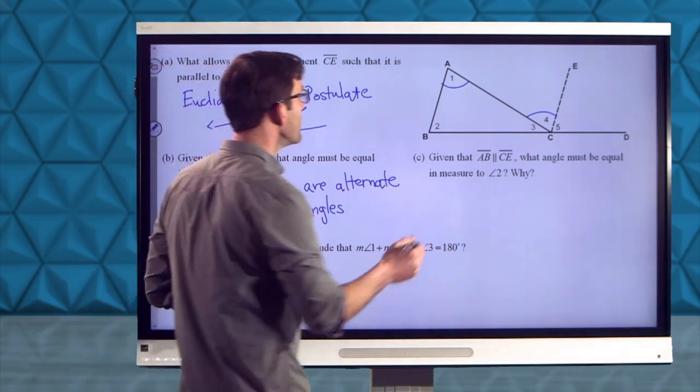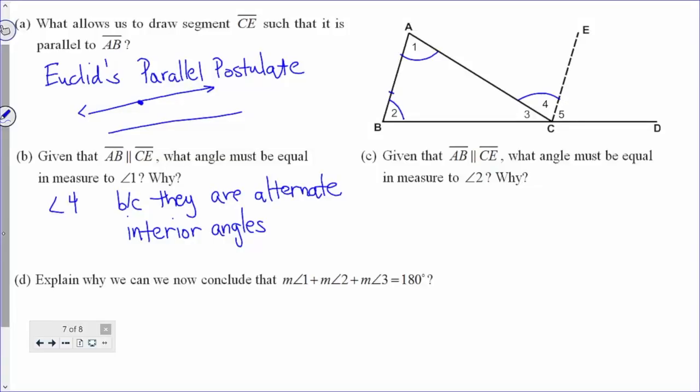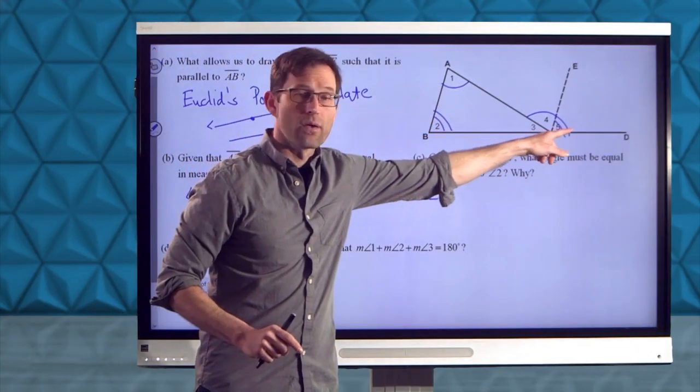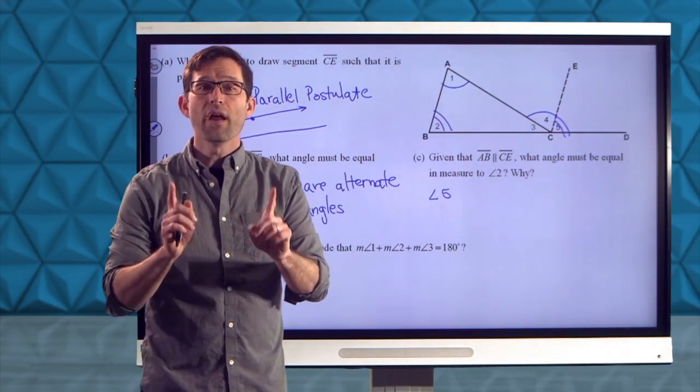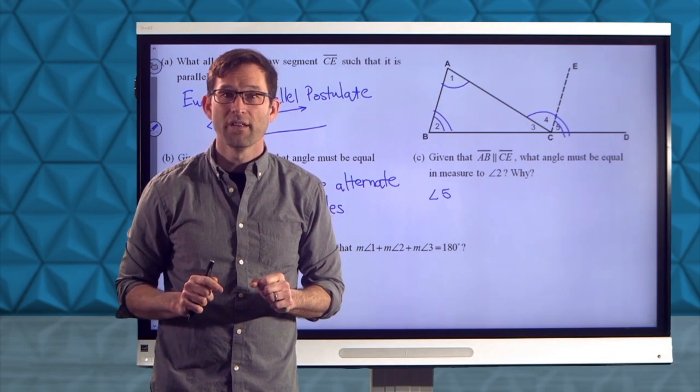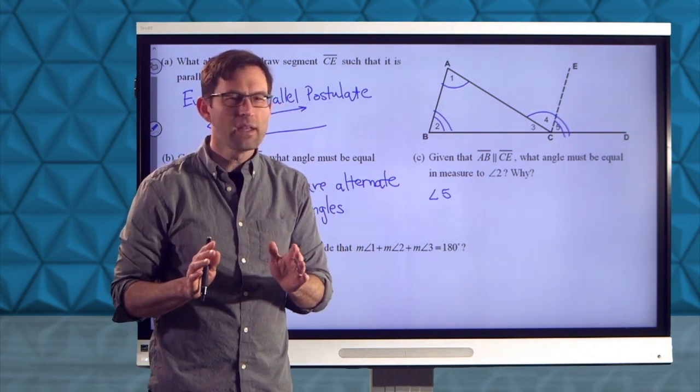Again, hopefully, I'm hoping you said angle 5. Now, why are angle 2 and angle 5 congruent? They're corresponding angles, right? Now again, this is a little bit tricky to see.